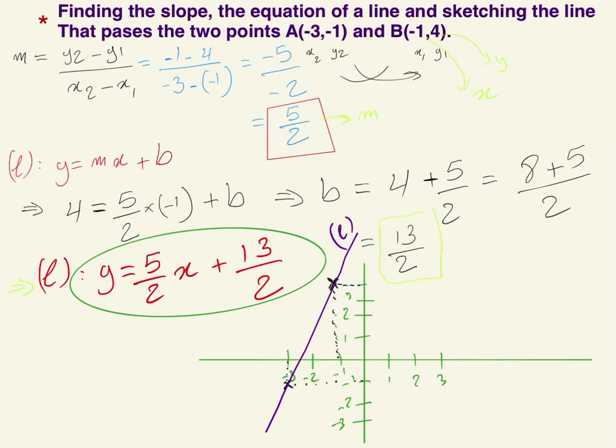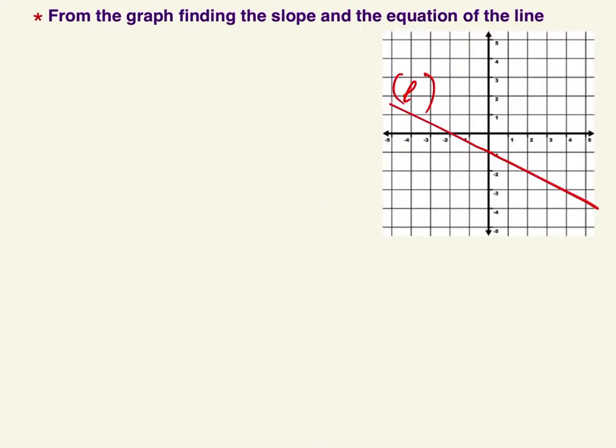Already graphed it. Let's have another example. We have this line here. Let's find the slope and then find the equation of the line based on the graph. What we are going to do first, we have to determine 2 points on the line. For example, let's take this one here. This one here is 2, negative 2, and let's take, for example, this point here is negative 2, 0.